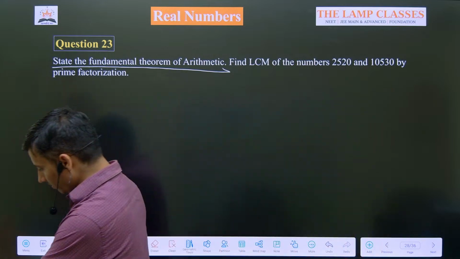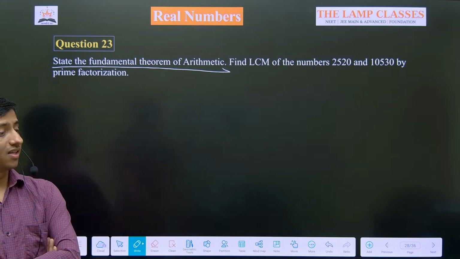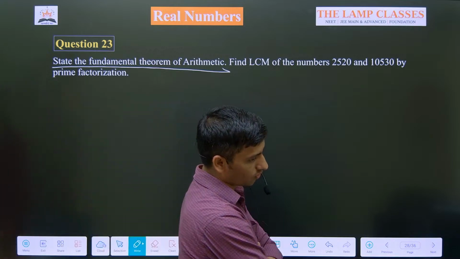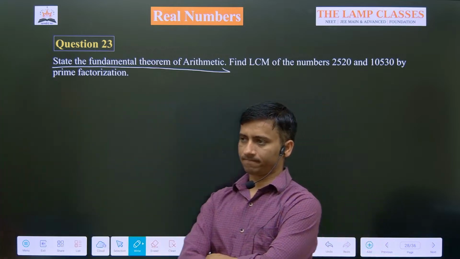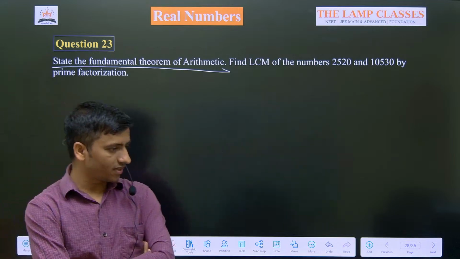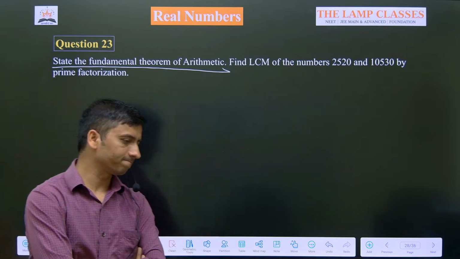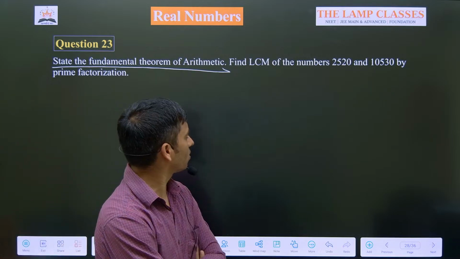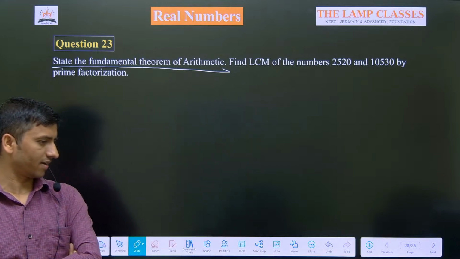In the question, usually it will be very clear, and if it is not clear, then you will get the benefit of doubt, okay? And whatever way you have done, you will get marks for that. Yeah, so I hope all of you have written the fundamental theorem of arithmetic. And after that, finding the LCM of these numbers is not too tough, right? By using prime factorization.